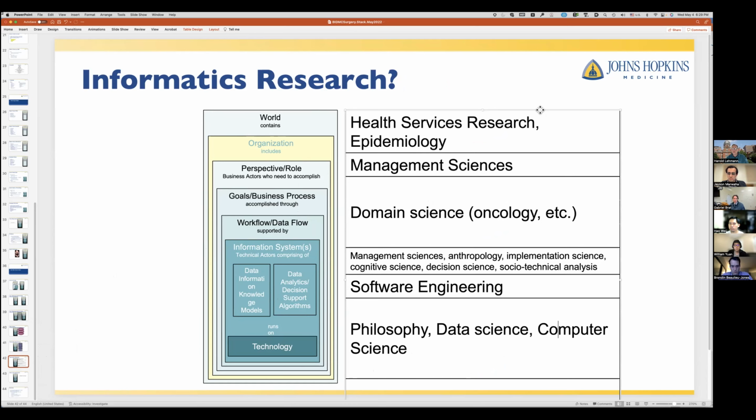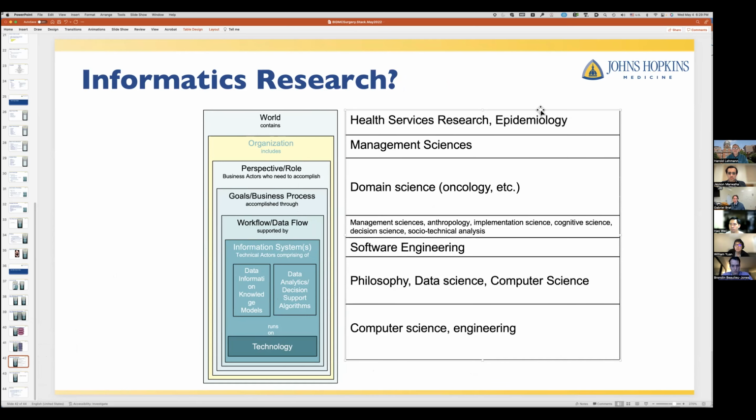So health services research tends to be up here. Implementation science tends to be around here. Domain is over here. Management science is definitely at the organization, also at the workflow level. Then here's where you get your anthropology and the others. Software engineering, philosophy for crying out loud, as well as data science and computer science and engineering. And by the way, there are quantitative methods and qualitative methods that are appropriate at each level in a different way.